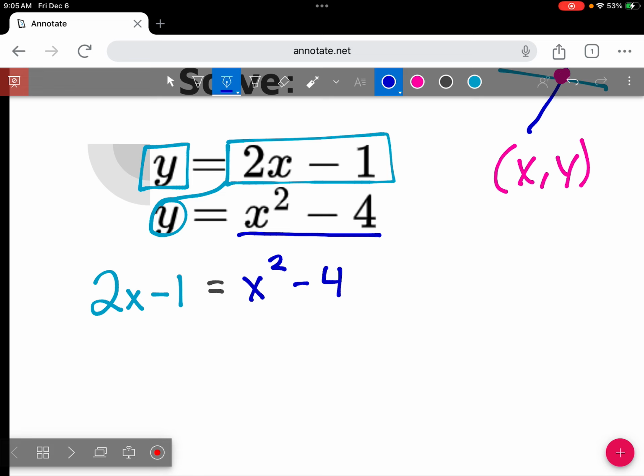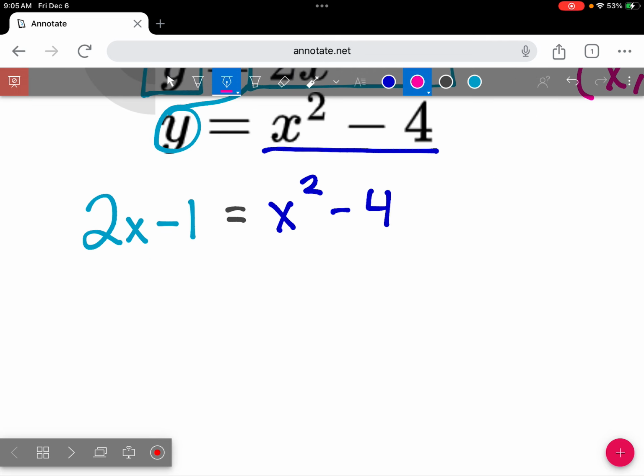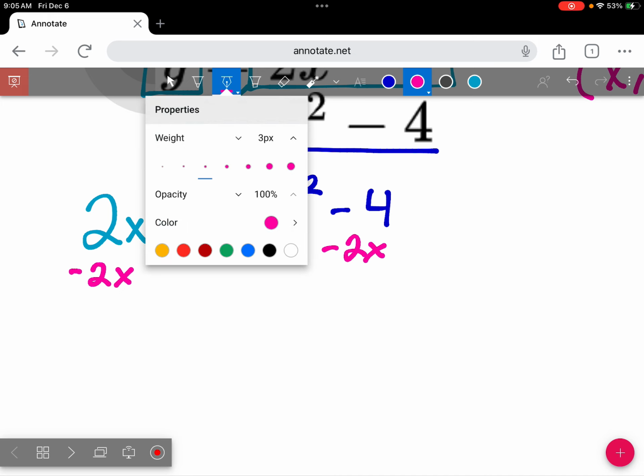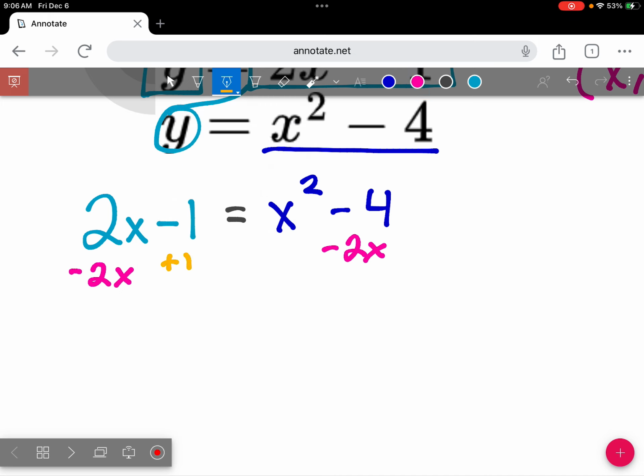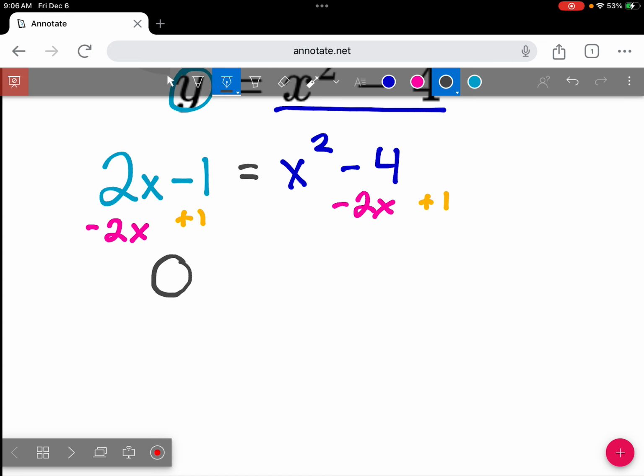How do I solve that? Why? I'm not saying you're wrong, but why? Because it's a quadratic, so we need it to equal 0. So I'm going to minus 2x from both sides, and we're going to add 1 to both sides to get 0 equals x squared minus 2x minus 3.